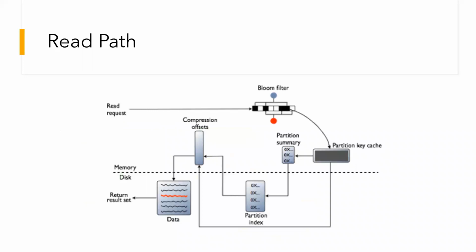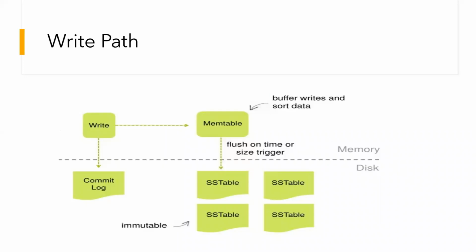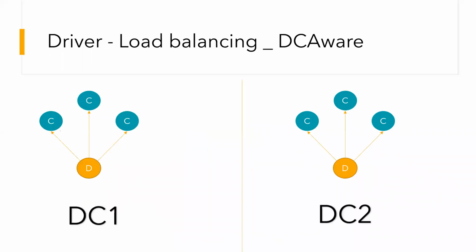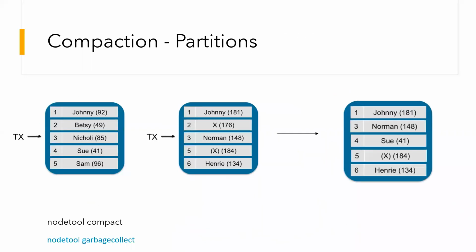To add to that, every node has a threshold of the number of SS tables that need to be stored. When the threshold is reached, Cassandra triggers the compaction process, where it combines multiple SS tables into a single SS table by replacing the recent record in the SS table and deleting the old ones. So yeah, this is one of the slides.